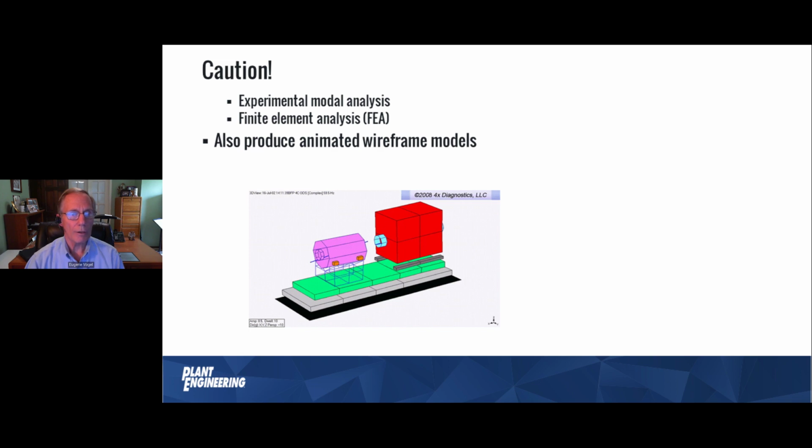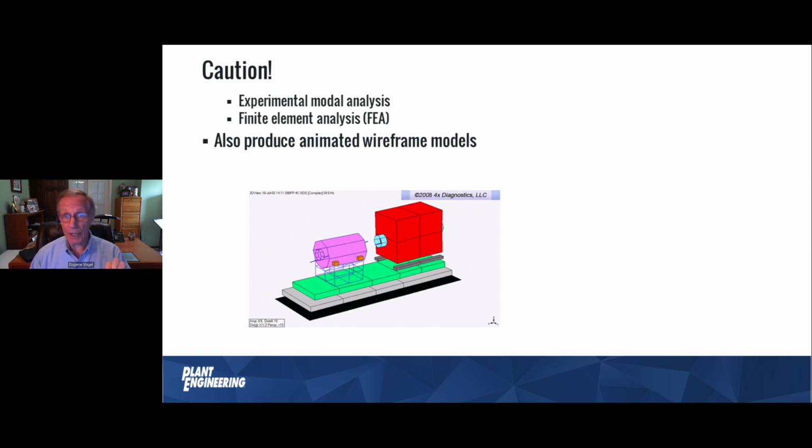Let's see. Oh, yeah, I just almost forgot my last slide here. I wanted to caution you. When you see an animated picture like this, after viewing the webinar, you might go, oh, I know what that is, that's an operating deflection shape. Well, let me caution you. Pictures like this are produced by 3 different types of analysis. One of them is operating deflection shape.